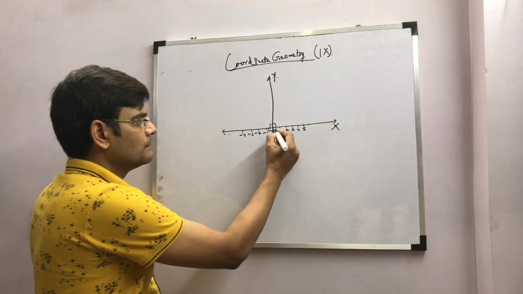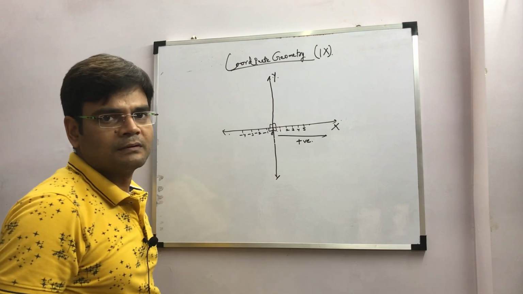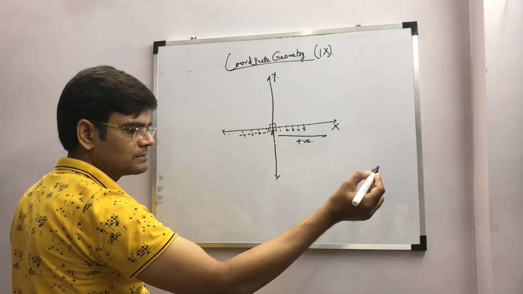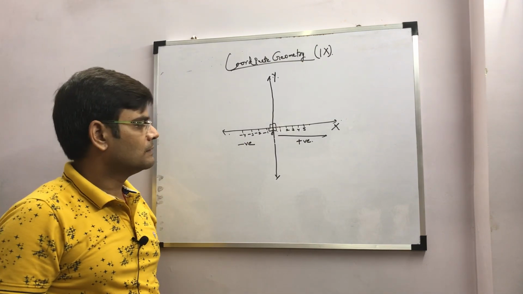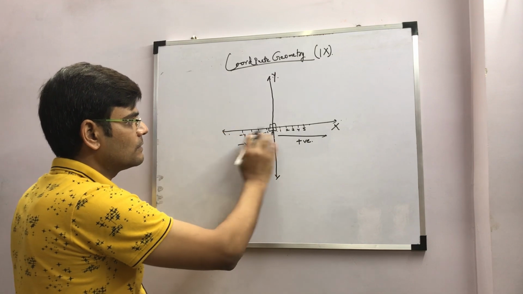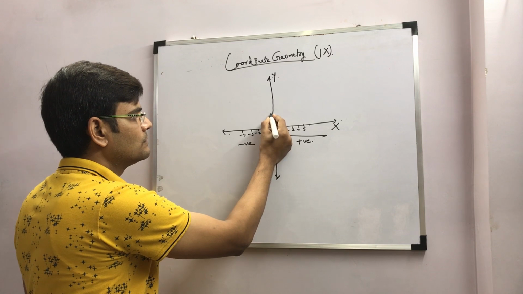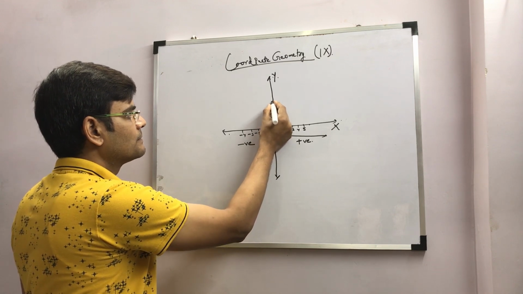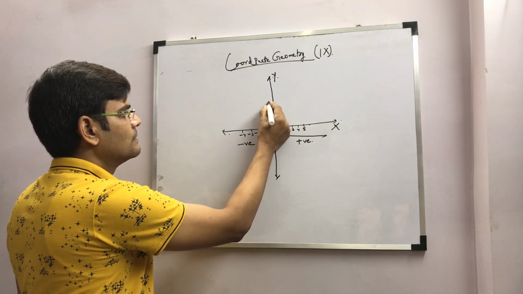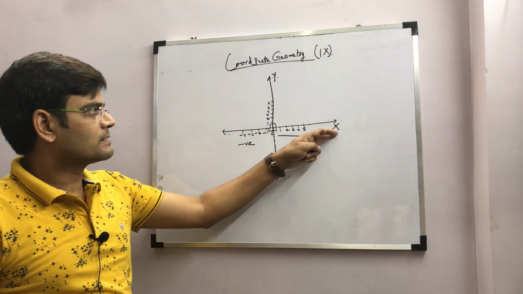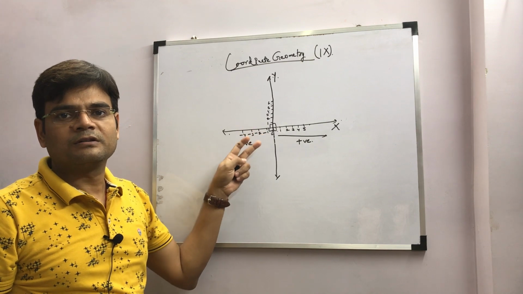Now from 0 on the right everything is positive, and on the left it's negative. These are called axes. This is called x-axis, this is called y-axis. Similarly we have 1, 2, 3, 4, 5, 6, and 1, 2, 3, 4, 5, 6. Please note these lines, x-axis and y-axis, are perpendicular to each other in Cartesian system or coordinate geometry.